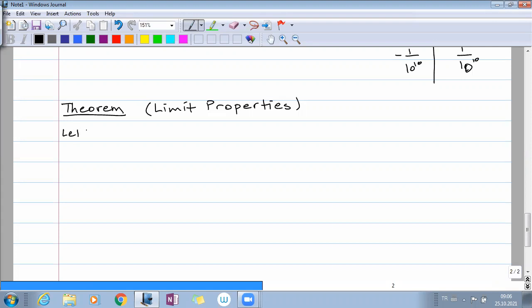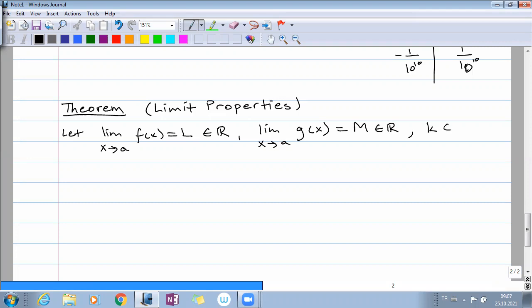So let the limit of some function f as x approaches a be L, a number. Of course, when we say the limit is a number, we mean a real number. Remember that infinity is not a number, okay? Let the limit as x approaches a of the function g be the number m, again a real number. And let k be a constant.